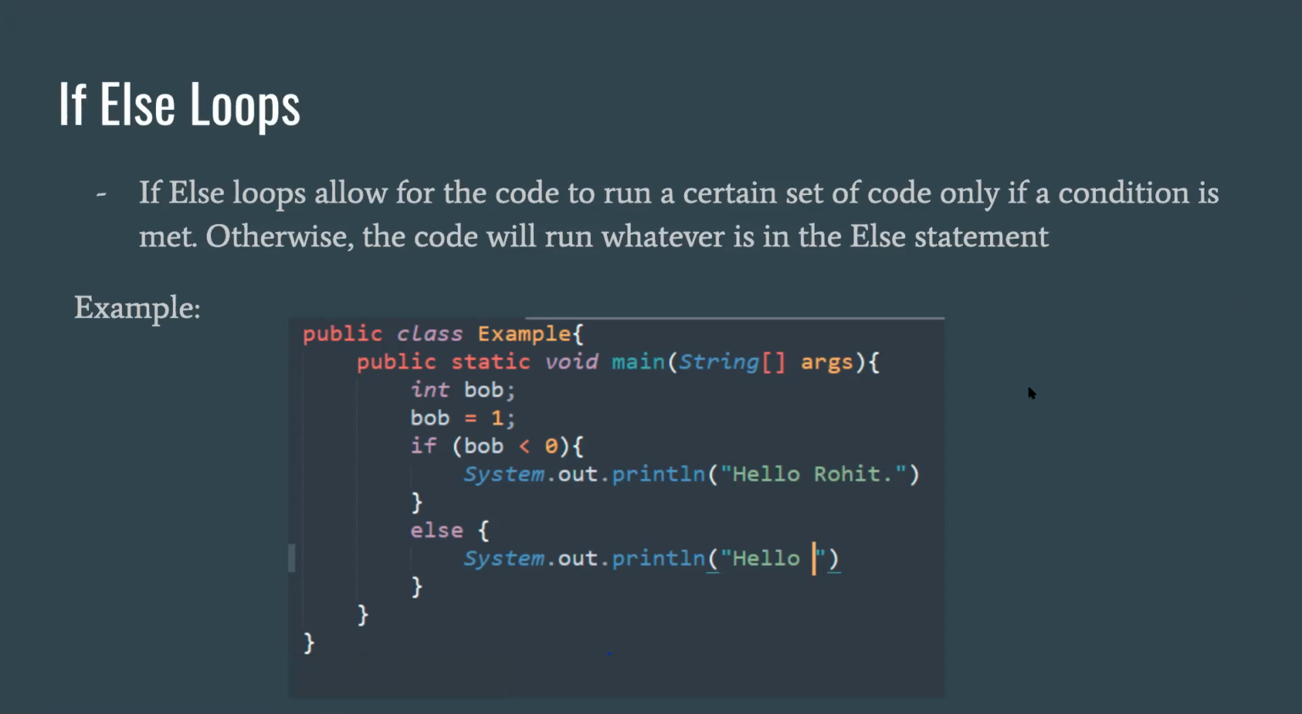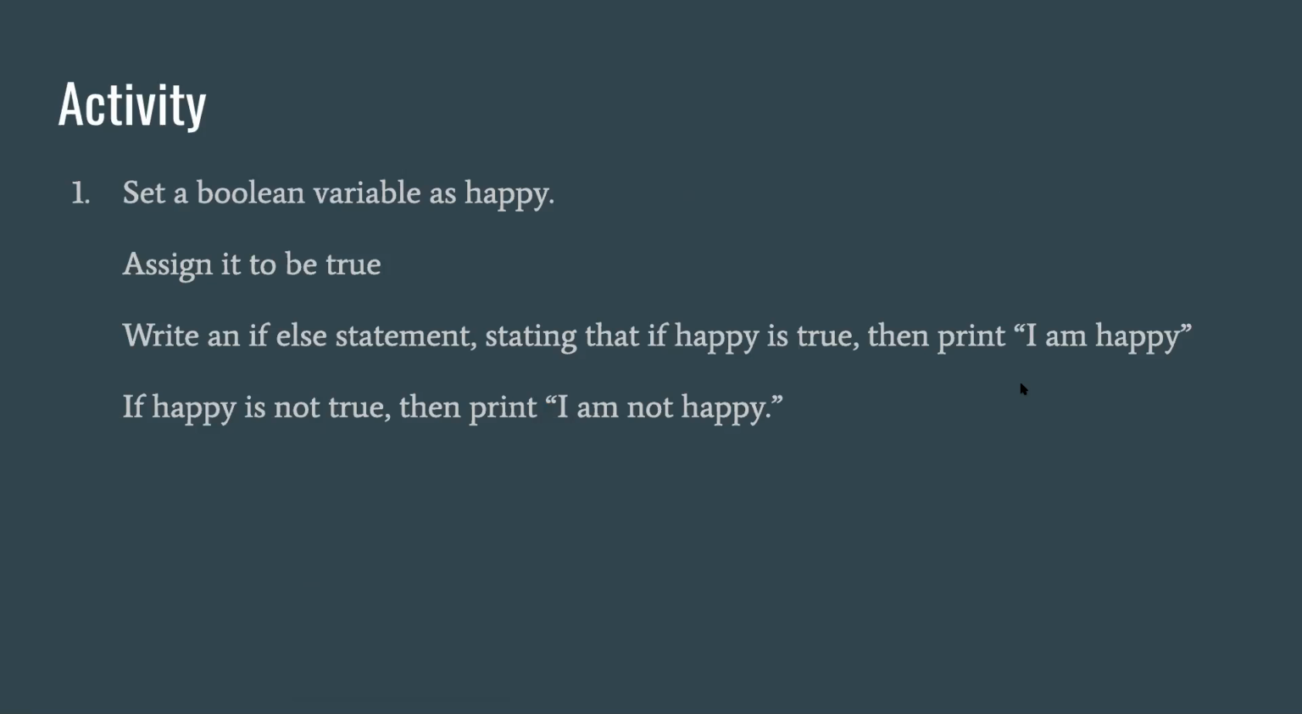All right, moving on to the next one. Now we're going to do an activity. Create a Boolean variable and call it happy. Happy is the name of the variable. Then assign it to true, so make happy equal to true. Write an if else statement where your if statement should check if happy is equal to true, then print I am happy. And then in your else statement, you should have I am not happy.